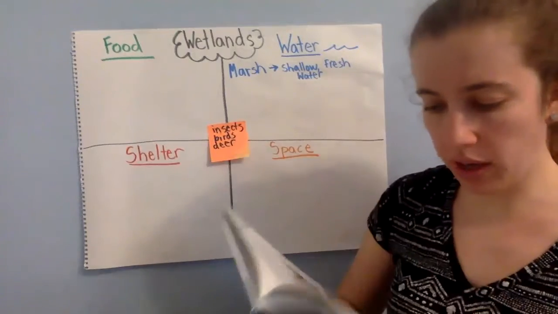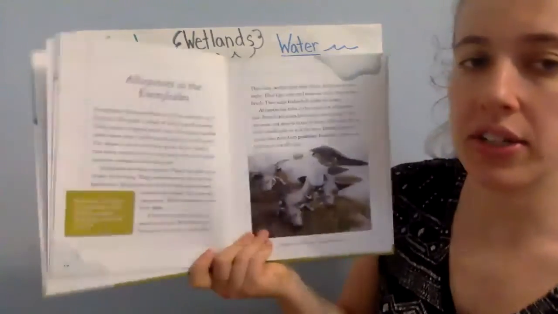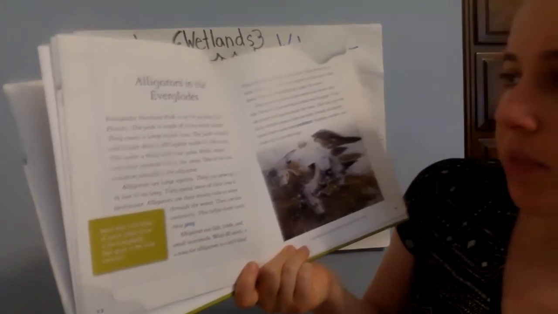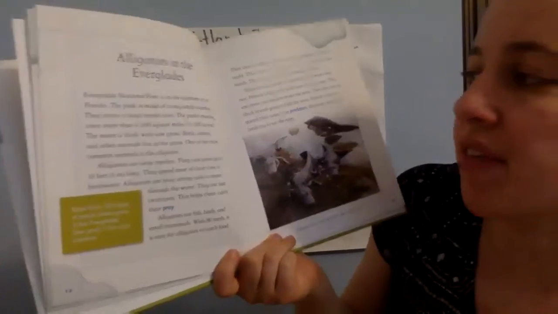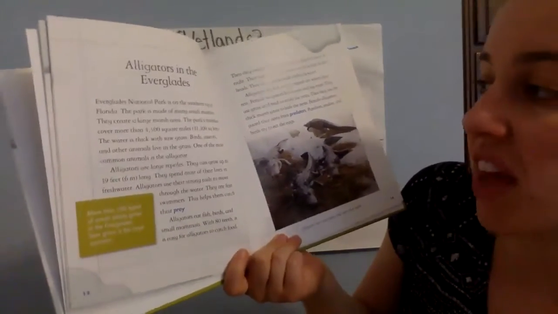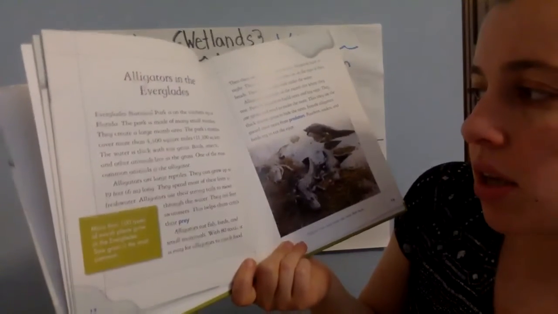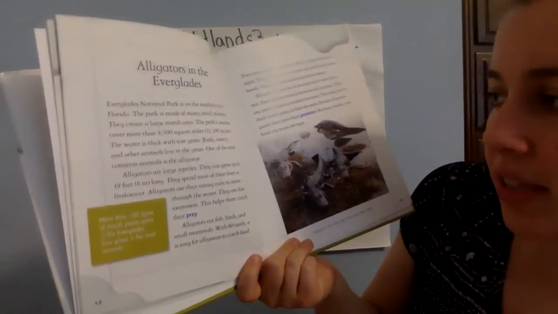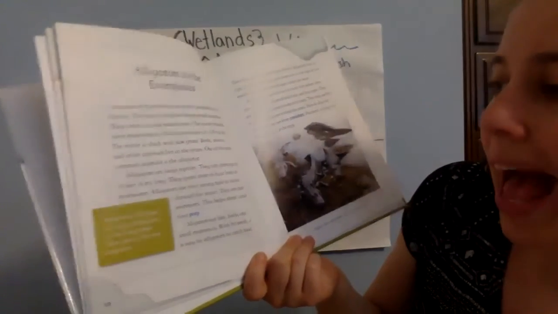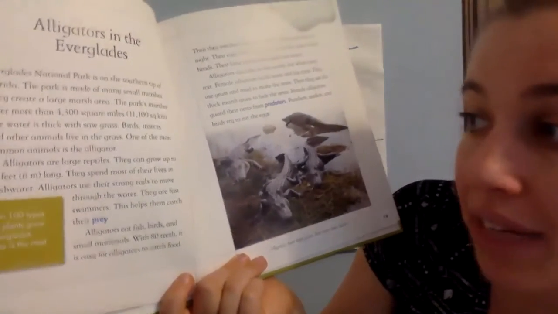Alligators in the Everglades. Everglades National Park is on the southern tip of Florida. The park is made of many small marshes. The park's marshes cover more than 4,300 square miles. The water is thick with grass. Birds, insects, and other animals live in the grass. One of the most common animals is the alligator. Alligators are very large reptiles. They can grow up to 19 feet long.